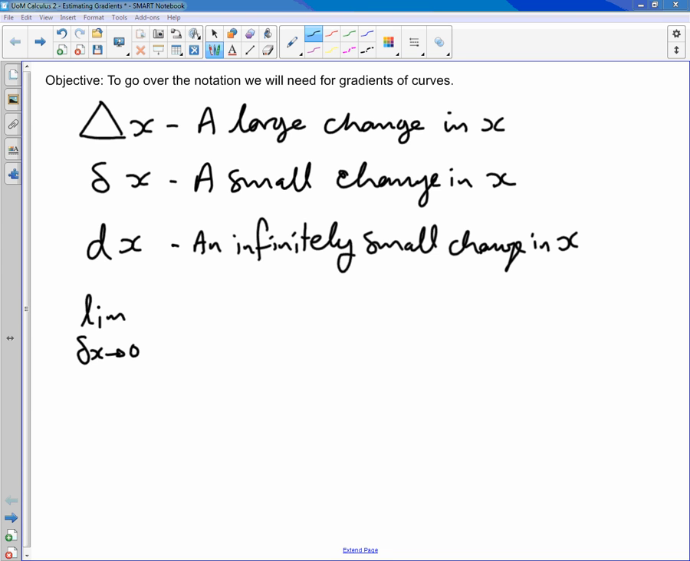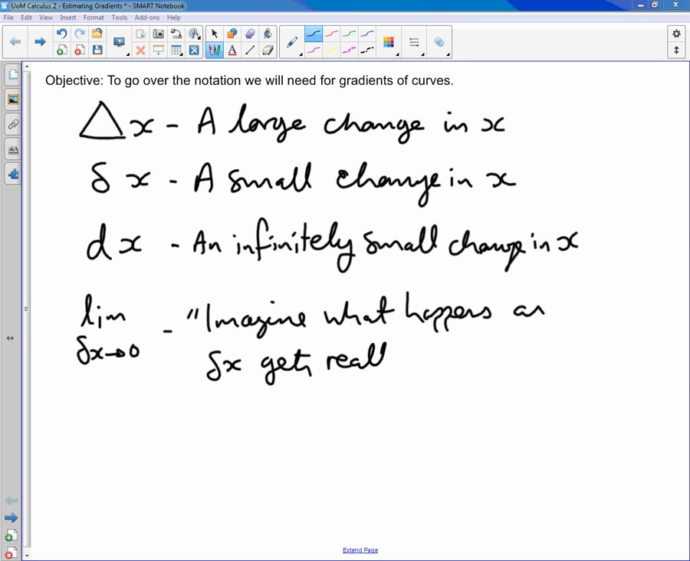The limit as delta x tends to 0. It means, imagine what happens as delta x gets really very close to 0. Okay. That's the notation we're going to be using over the next few videos.